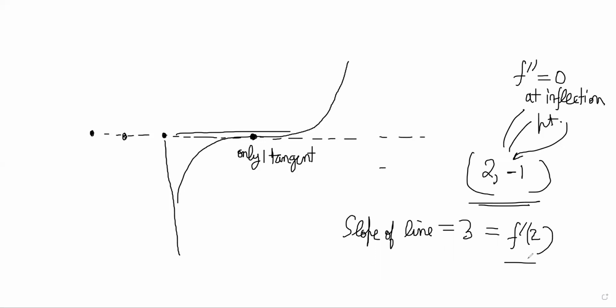The key thing to realize is that if it is not at this point, at any other point, you will always get two or more tangents to the curve from any other point. It's only at the inflection point that just one tangent is possible. Okay.